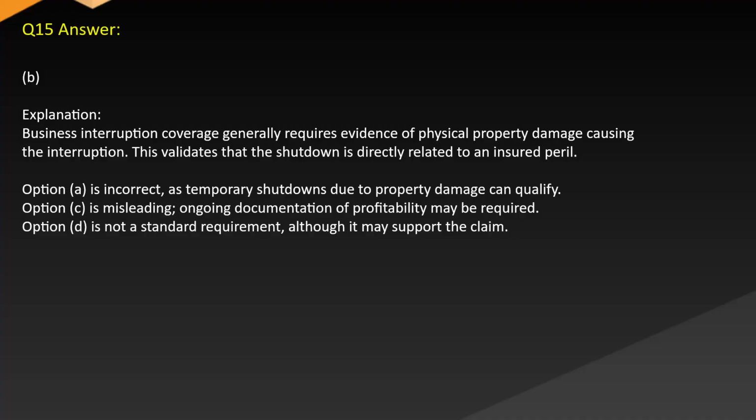Answer B, explanation. Business interruption coverage generally requires evidence of physical property damage causing the interruption. This validates that the shutdown is directly related to an insured peril. Option A is incorrect, as temporary shutdowns due to property damage can qualify. Option C is misleading. Ongoing documentation of profitability may be required. Option D is not a standard requirement, although it may support the claim.